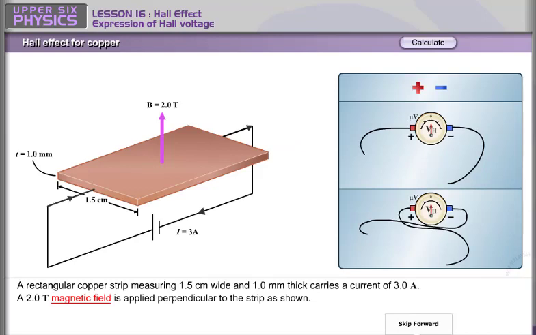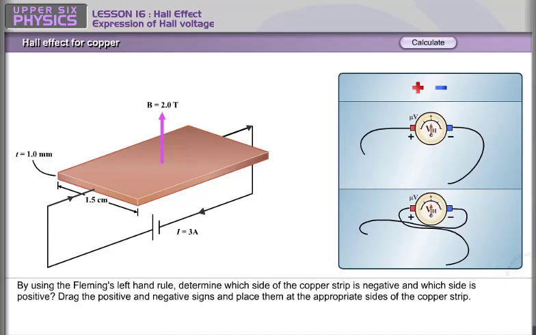A rectangular copper strip measuring 1.5 centimeters wide and 1.0 millimeters thick carries a current of 3.0 amperes. A 2.0 Tesla magnetic field is applied perpendicular to the strip as shown. By using Fleming's left-hand rule, determine which side of the copper strip is negative and which side is positive. Drag the positive and negative signs and place them at the appropriate sides of the copper strip.